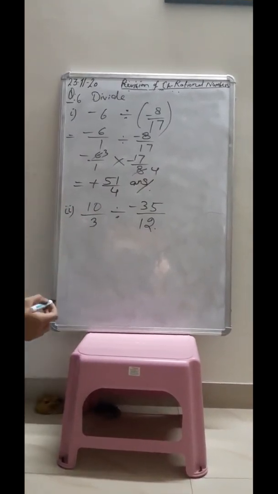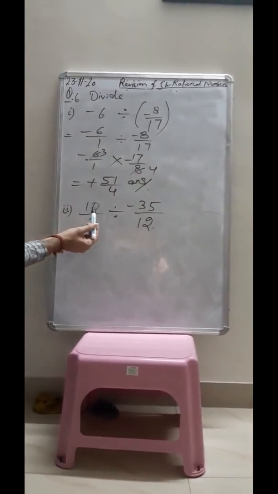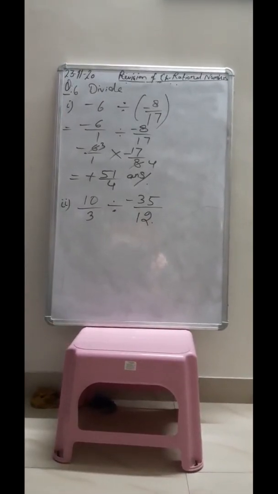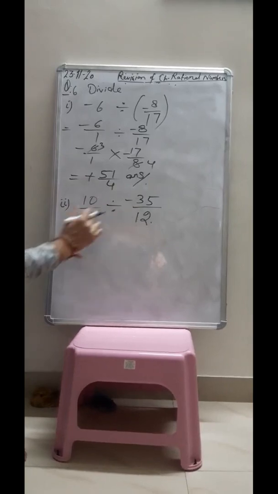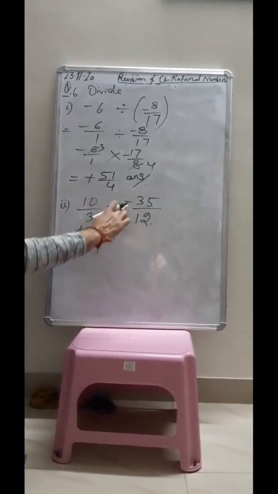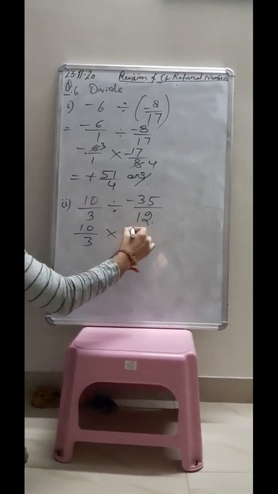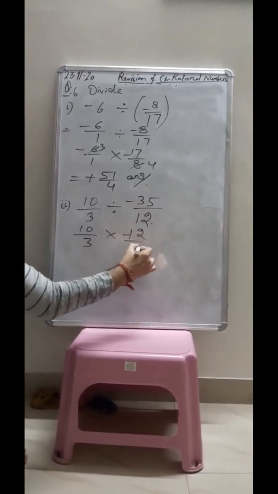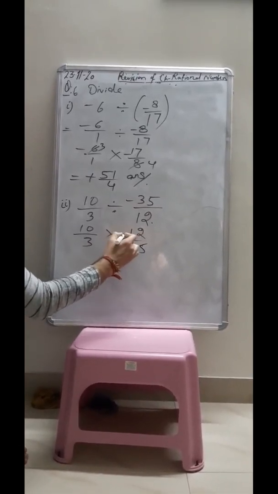Now the second part is 10 upon 3 divided by minus 35 upon 12. So here again we have to divide the rational numbers. So here in 10 upon 3, the divide sign will become multiply, and the next rational number will become its reciprocal. You can write it as minus 12 upon 35. So this is minus 12 upon 35.